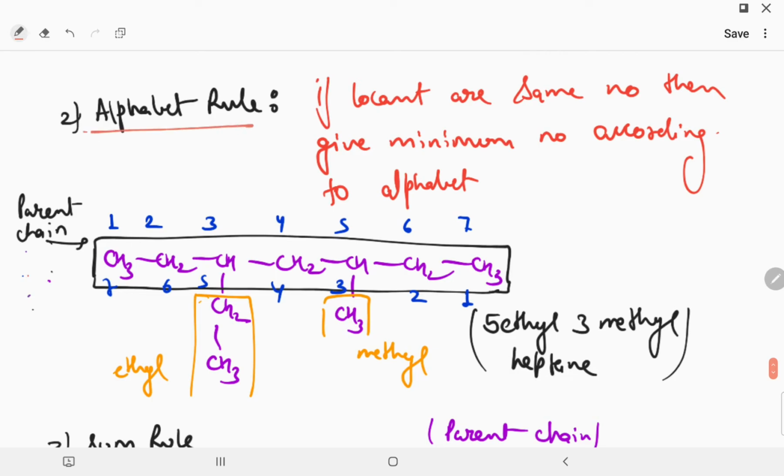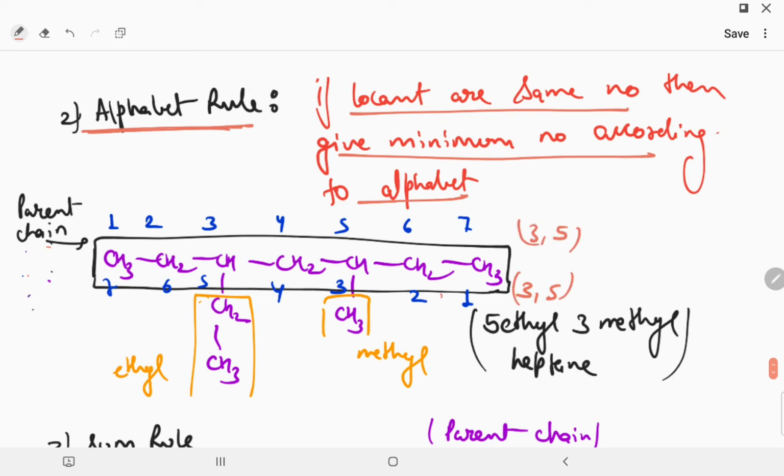Now rule number 2 is the alphabet rule. Directly, if the locants have the same number, then give the minimum number according to the alphabet. So we select the parent chain again, numbering from both sides. You can see that on this side the locants are at the 3 and 5 positions, and going from the left side we also have 3 and 5 positions. Both have the same locant positions.